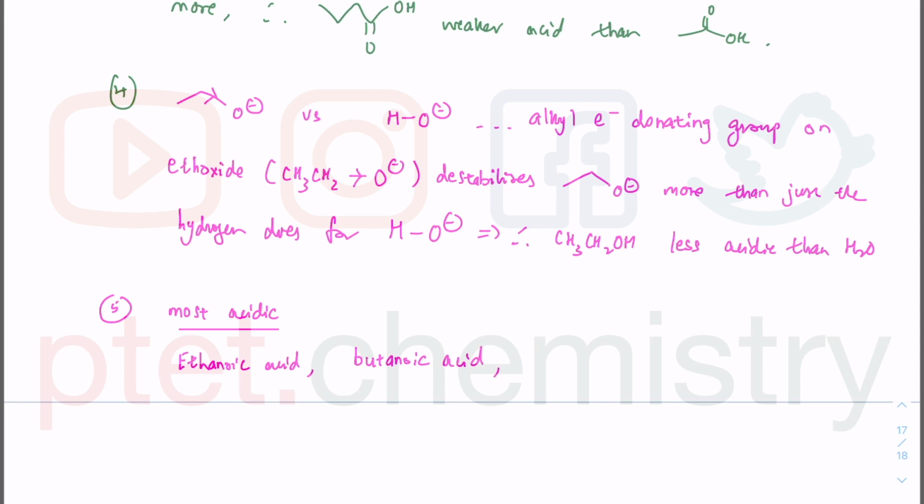And then between water and also the ethanol, we compare the stability of the conjugate base. This is more destabilized, so this is going to be more stable compared to this. So this is going to be giving us water as being more acidic compared to the ethanol. So ethanol is the least acidic after all, because the conjugate base is the most destabilized.